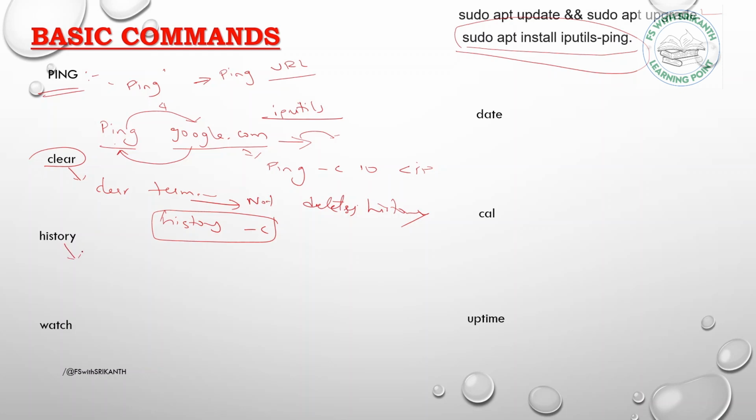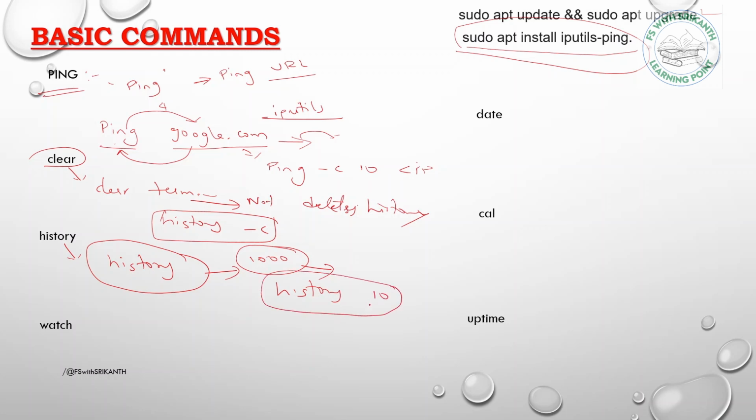And what is the history command? It will show the list of previously executed commands in the terminal. When you press history, it gives all the commands you entered and executed. If 1000 history commands are there, it will list them all. But if you require only the last 10 commands, just use history 10, and it will give only the previous 10 commands.